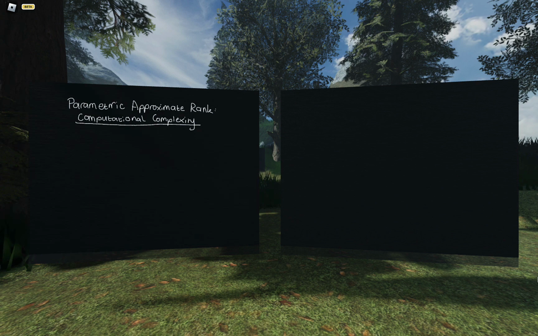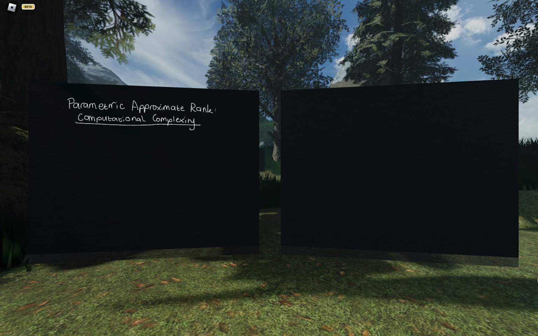That abstract problem, I'm going to attempt to give a detailed proof that it is NP complete, and then, depending on how much time is left at that point, go into less or more detail about how that becomes a proof that computing the parametric approximate rank itself is NP complete. So that's the plan. Let's start with a very brief recap of some of these definitions.